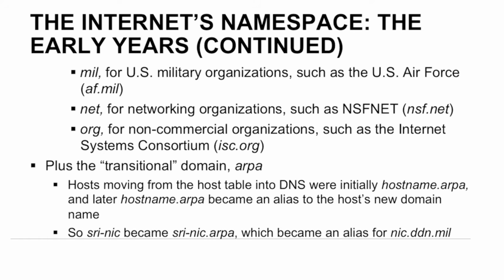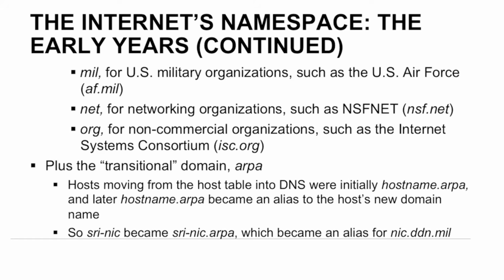NET was used by networking organizations such as NSFNet, which used nsf.net, and org was used by non-commercial organizations, such as the Internet Systems Consortium, which uses isc.org. Many of these original charters have since been relaxed, however. Com, Net, and org were opened in 1996 to any would-be registrant, whether they were networking related or not, non-commercial or not. These were the first of what we now call generic top-level domains, or GTLDs for short.